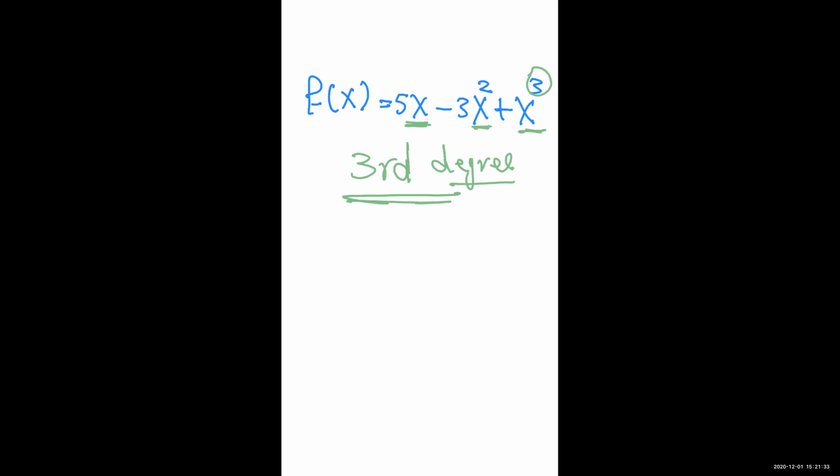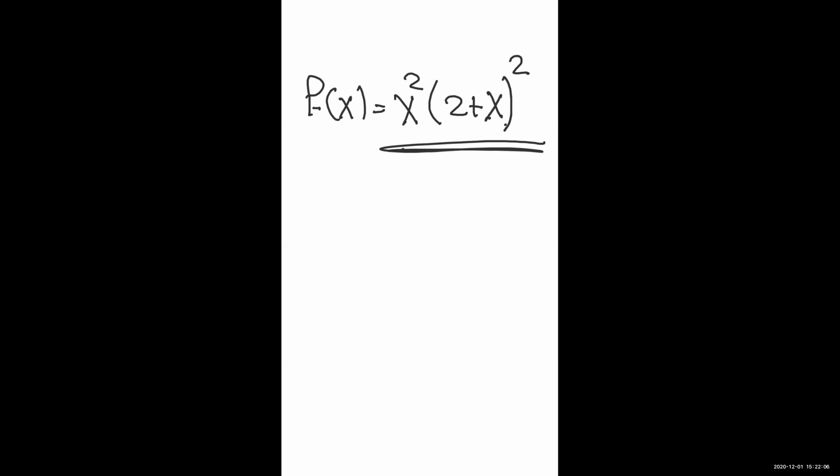Okay, this one is clear? Yeah, it's clear. Okay, great. Now, concentrate on the next one. If it's like this, f of x equals x squared times the quantity 2 plus x, all at the power of 2. We said that before we get the degree, we have to simplify this one, because by default, if you look at this one, you will say that, of course, the highest power here is 2, so second degree. Actually, second degree is wrong.